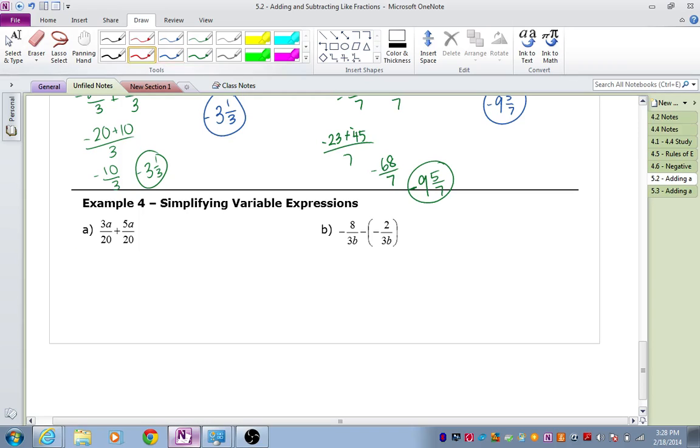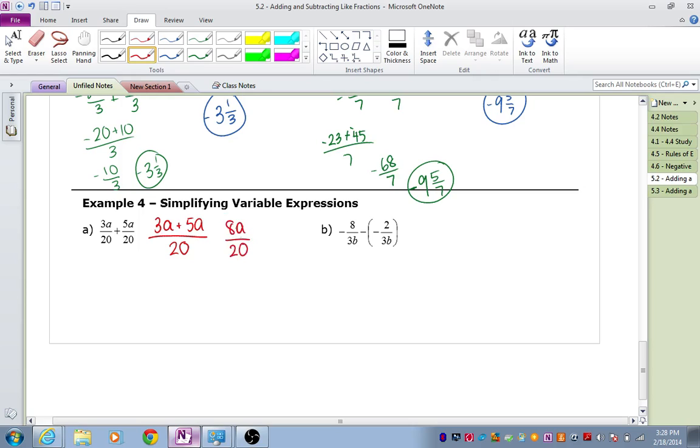So letter A, we have 3a over 20 plus 5a over 20. Okay, if we write in that middle step, we're going to add our numerators together. We're going to keep our original denominator. And we know how to do this. This is just combining our like terms. If we have 3a's and we add 5a's, we get 8a's over 20.